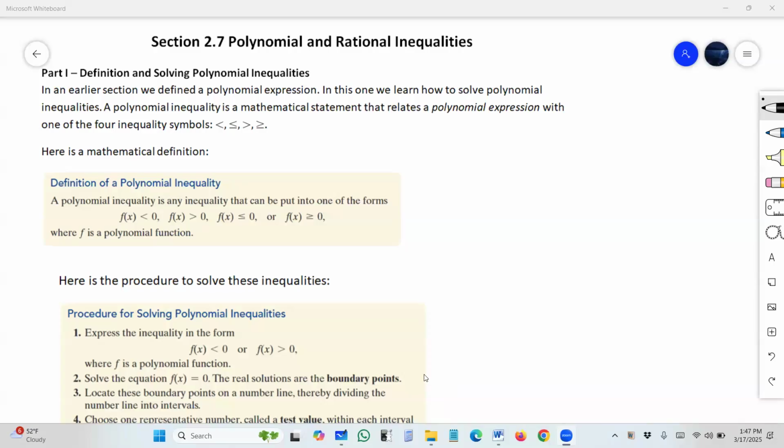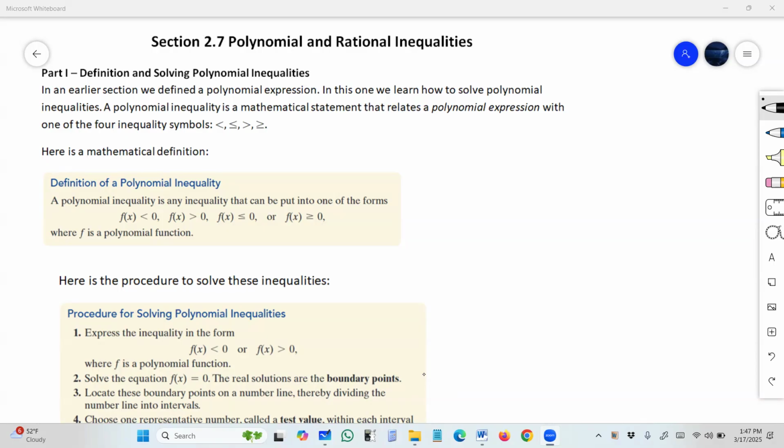Hi, hello everyone. So this is the video dealing with section 2.7, polynomial and rational inequalities. And I've divided this topic into two videos. This is the first part where we go over the definition and solving the polynomial inequalities. And in the next video, we'll do the rational inequalities.